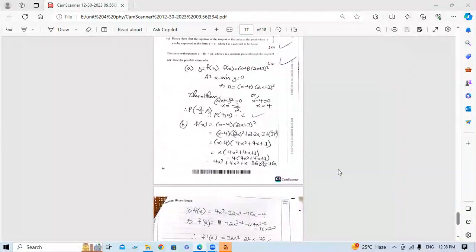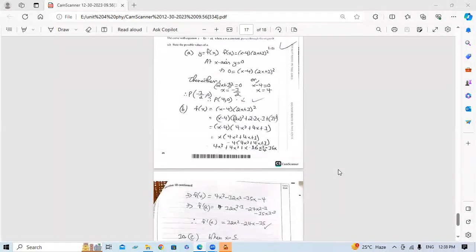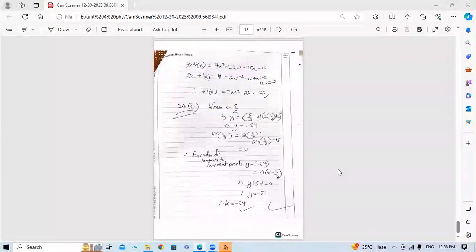Question number C, we have been asked to show that the equation of the tangent to the curve at the point where x equals 5 by 2 can be expressed in the form y equals k, where k is a constant. So let's move on to question number 10C. When x equals 5 by 2, y equals (5 by 2 minus 4)(2 into 5 by 2 plus 1) squared, so y equals minus 54. f prime of 5 by 2 equals 12 into (5 by 2) squared minus 24 into 5 by 2 minus 15, which comes to 0.